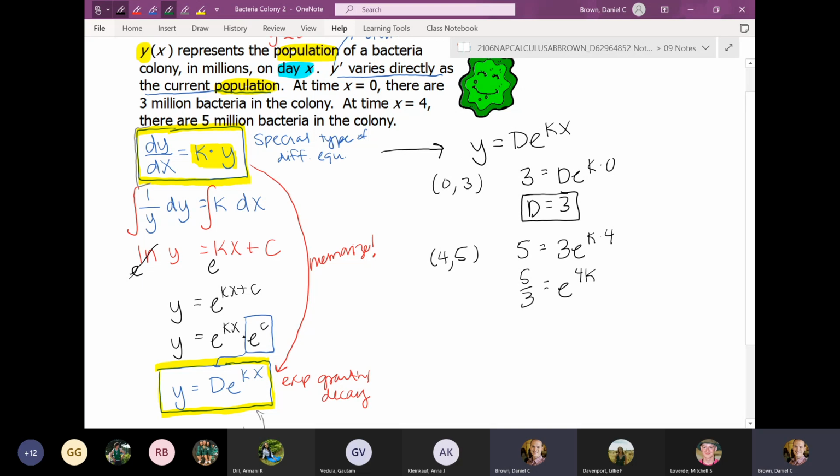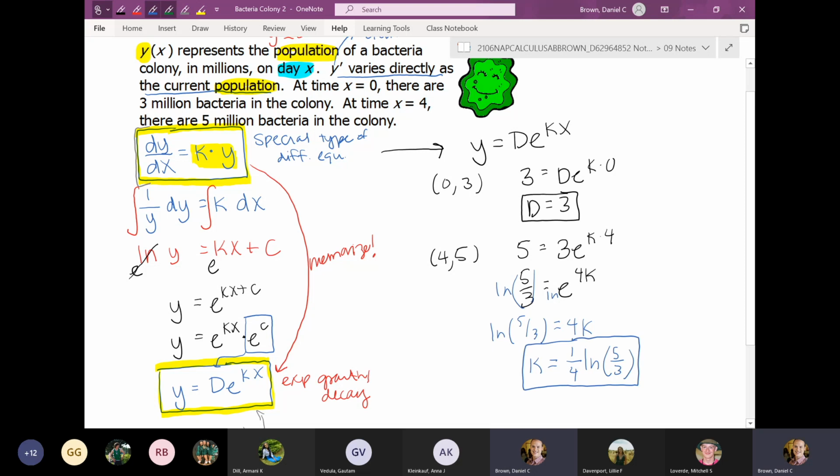How do I get rid of that e? Again, a lot of natural log rules showing up for these problems. Take the natural log of both sides. So the natural log of 5/3 is equal to 4k. So what is k? k is 1/4 the natural log of 5/3.